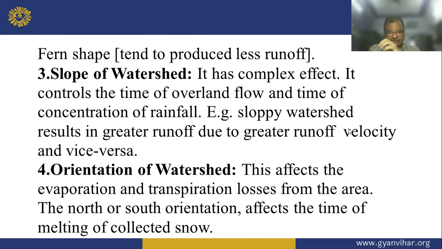Slope of the watershed is also an important factor, and it controls the time of overland flow and time of concentration. Orientation of the watershed affects the evaporation and transpiration losses from the area, and south orientation affects the rate of melting of the collected snow.